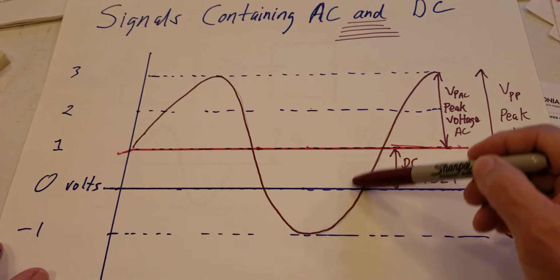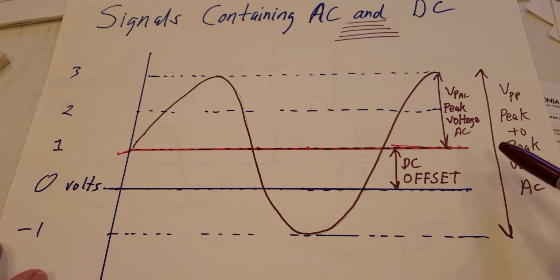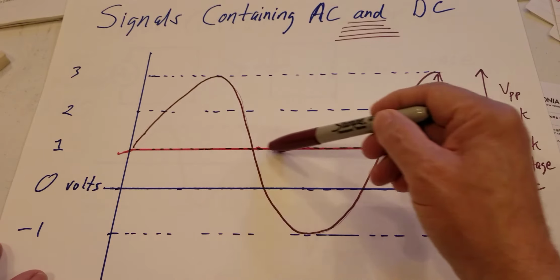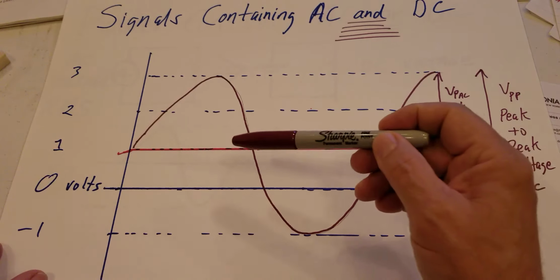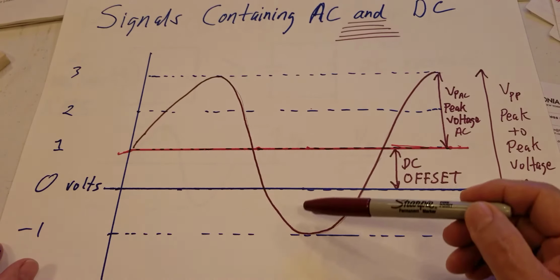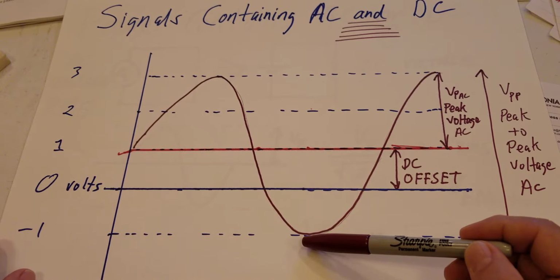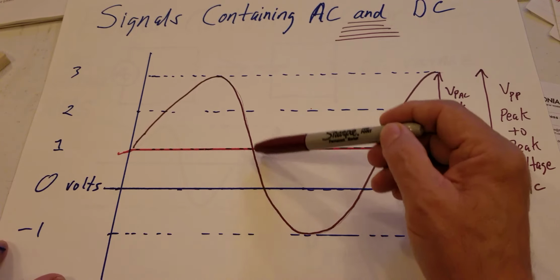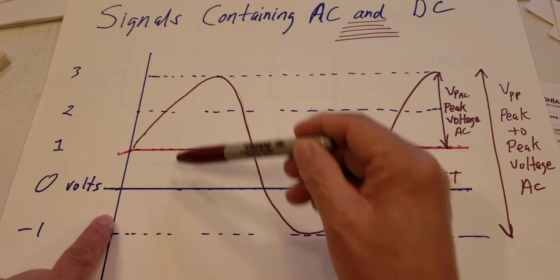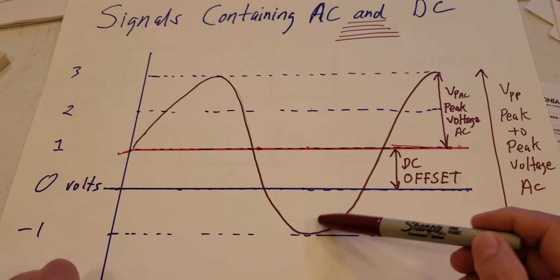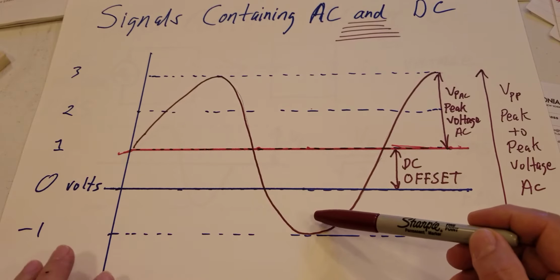a symmetrical AC that is superimposed upon a plus 1 volt DC. So it goes all the way up to 3 volts plus and down to minus 1. So it spends most of its time as a positive voltage. It's on this side of the zero line. It spends a smaller part of its time on the negative part of the graph.